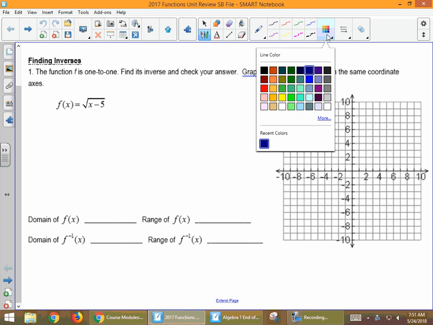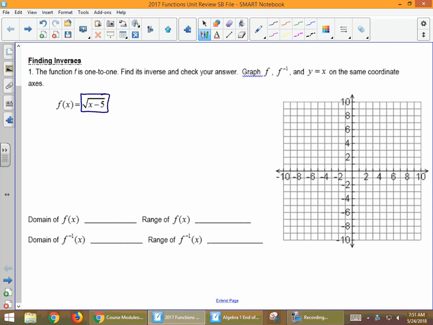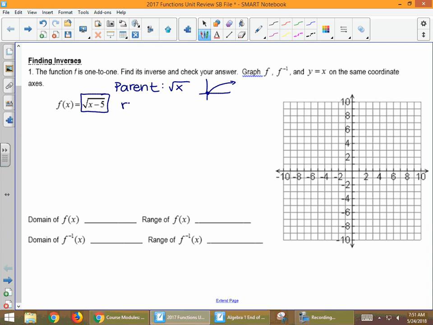So you guys know what square root of x minus 5 looks like. You know that the parent function is radical x, and radical x looks like this. We're just talking basic shape. The x-intercept, y-intercept is 0, 0. And minus 5, that transformation is moved right 5 units.